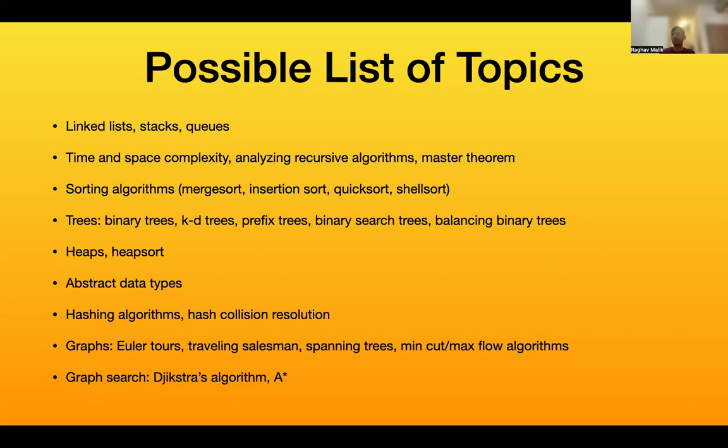Next week we'll talk about time and space complexity, analyzing recursive algorithms, and something called the master theorem. Then we'll talk about sorting algorithms: merge sort, insertion sort, quick sort, and shell sort. You might notice heap sort is not on there, and that's because we're going to talk about heaps later. We'll talk about trees, so binary trees, KD trees, prefix trees, BSTs, balancing.